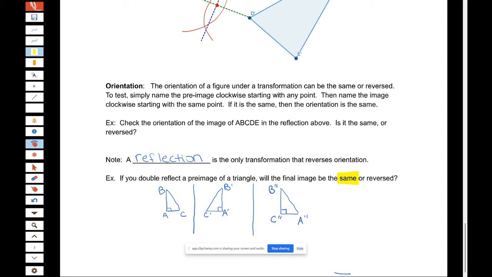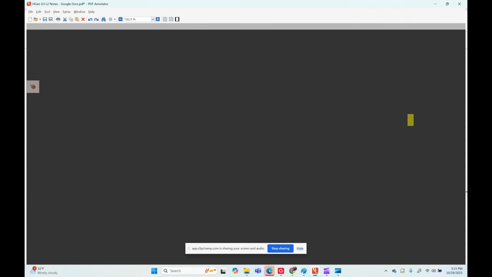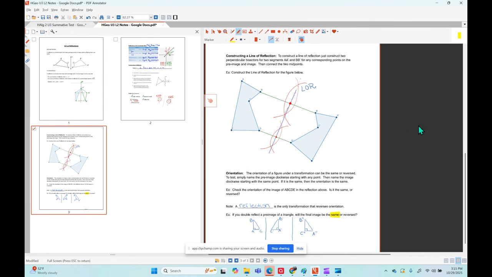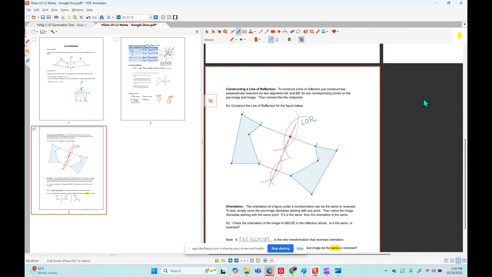All right, that is the end of this lesson on reflections. Okay, our next lesson, if you join us for that one, will be, I think it's rotations. It'll be rotations or translations. And this is going to be a very short unit, so we're going to be moving along just fine.